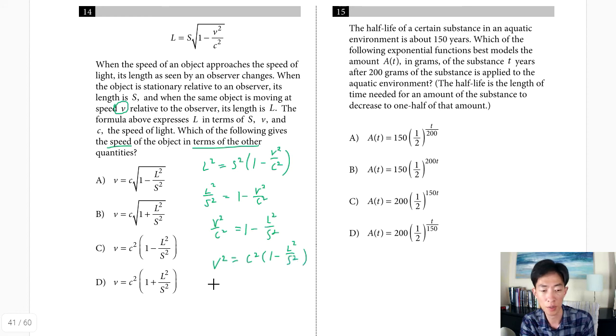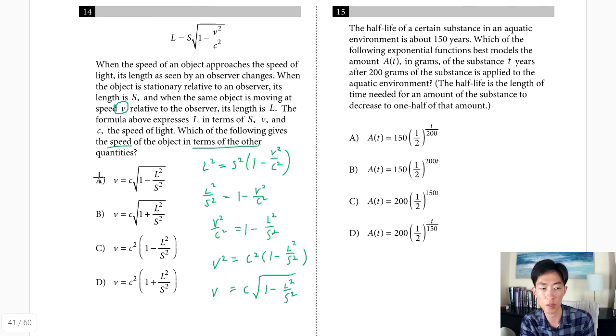Now the last thing we have to do is square root both sides. So that gives us v. This part, remember, we're multiplying two numbers together, so we can't actually separate them. The square root of c squared is c, and then we'll do this whole nasty looking thing, square root of 1 minus L squared over S squared.